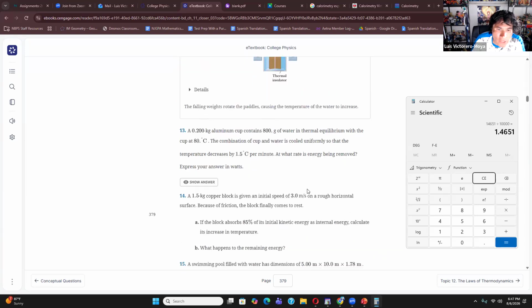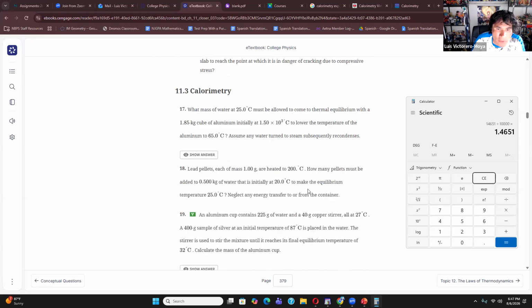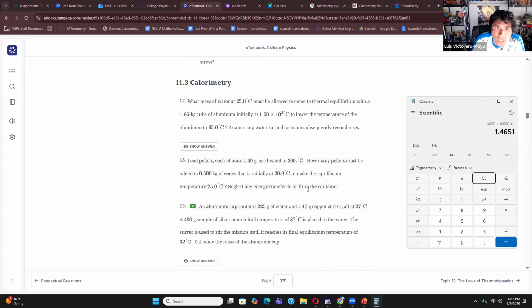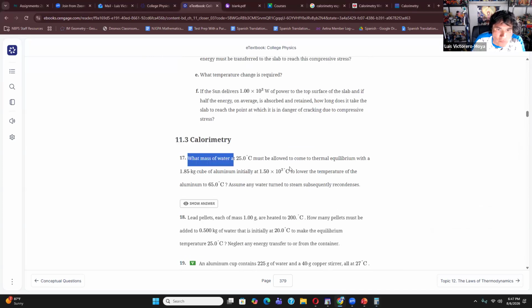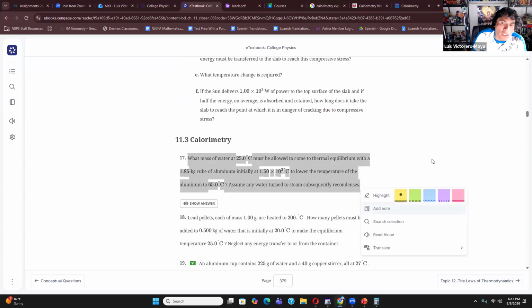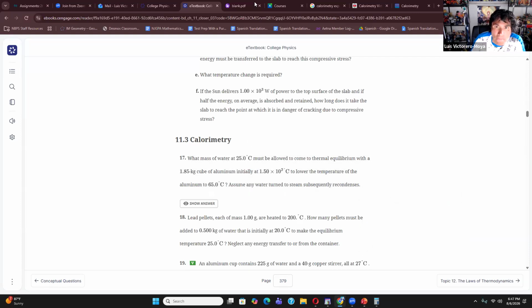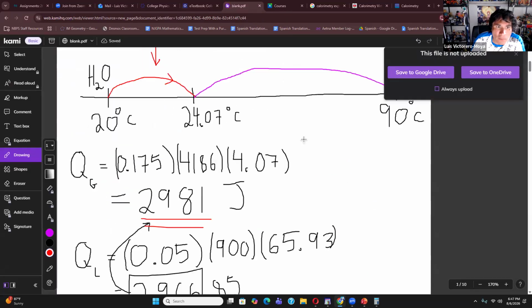All right, so let's take a look at some examples on calorimetry. Let's start with this. It's asking you what mass of water at 25 degrees Celsius must be allowed to come to thermal equilibrium with 1.85 kilograms of aluminum, initially at 150, so that's very high, to lower the temperature of aluminum. Okay, so let me show you how to solve these problems using this method.